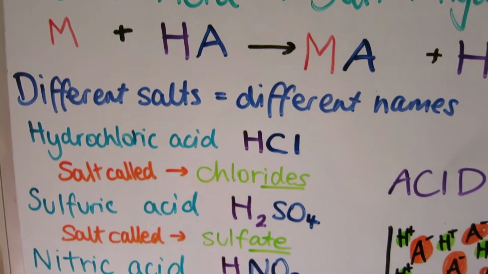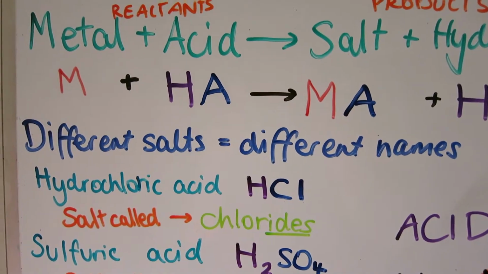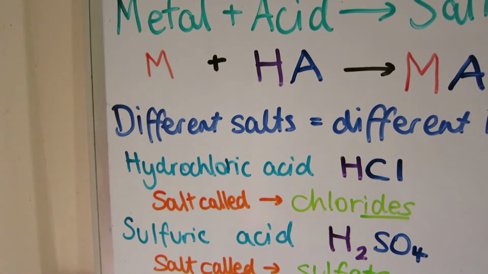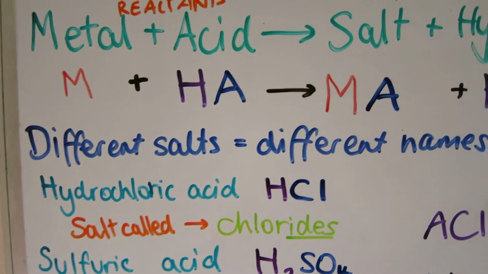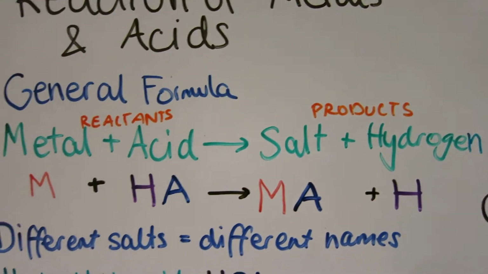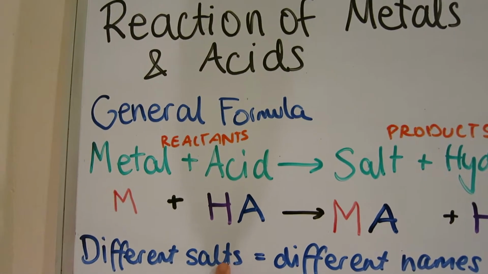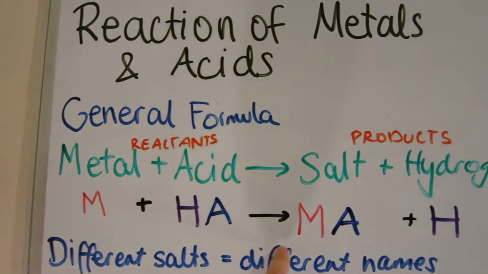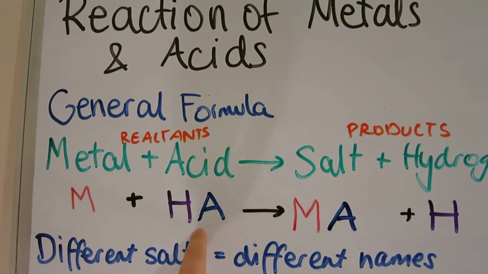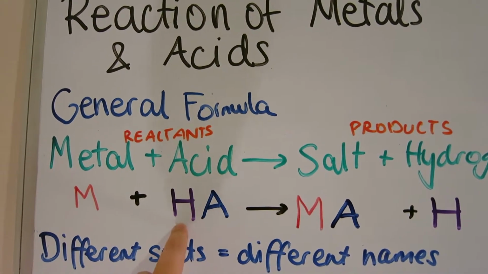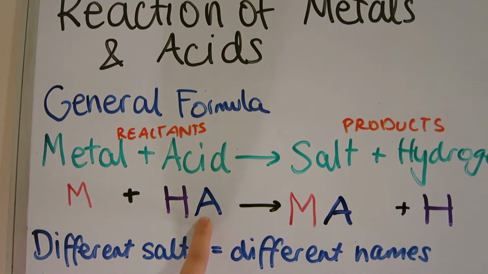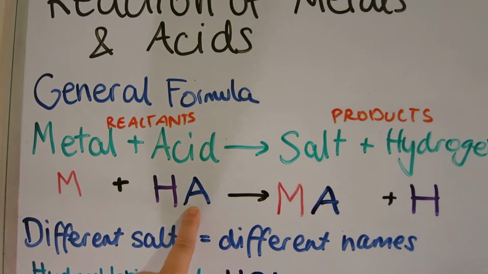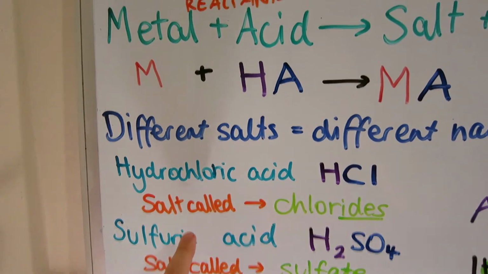So we have our different salts, different names. There are three that we specifically looked at in our sheets. So remember, different acids produce a different salt. With an acid, it will always have a hydrogen in it, but this part, A, will be something different. So let's have a quick look.